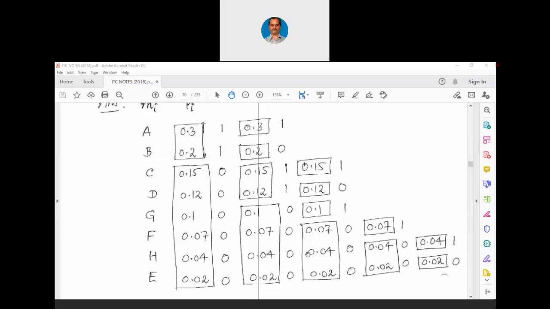That means again start with 1, then 0. We have to have the same methodology. Otherwise, we may not get the instantaneous codes. What is meant by an instantaneous code, I am going to tell you later on. But let us follow the same procedure again.